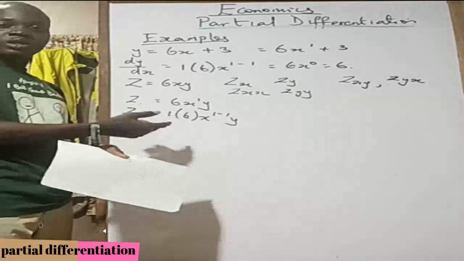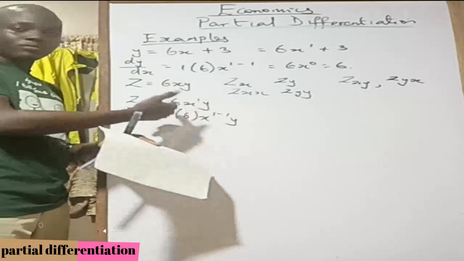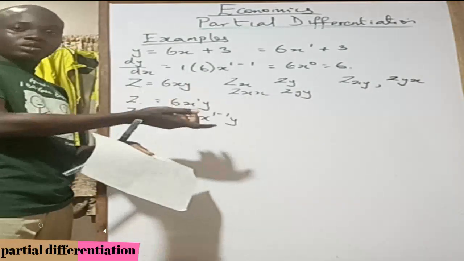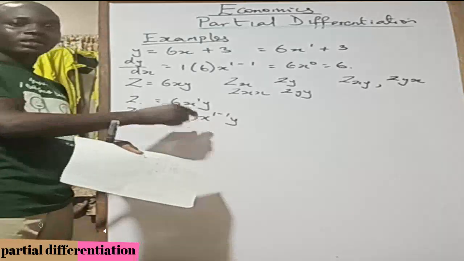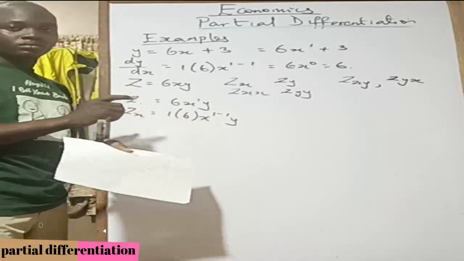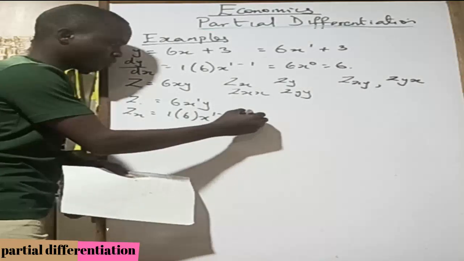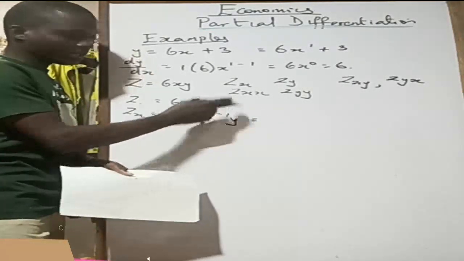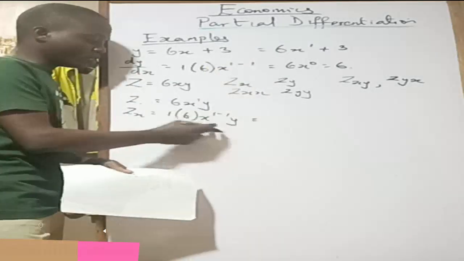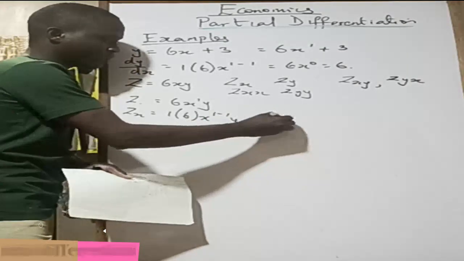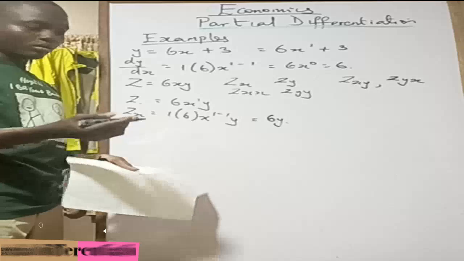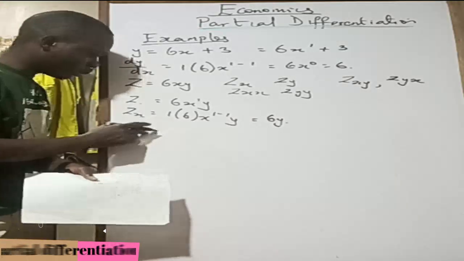So here too the same thing, you leave y as a constant of x here, and then you continue. So it's as if 6y is the coefficient of x, right? So that's the way it works. So this is now going to become, of course, x raised to 1 minus 1, which becomes 0. So we have 6y left, and that's just it. So simple. Now then let's look for zy.